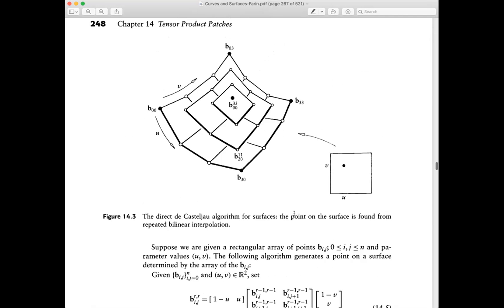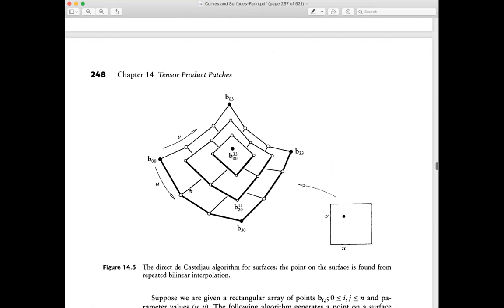This one looks like this. This will be like the linear interpolation. Suppose you have, this one is a cubic, right? We have, in each direction, four control points, right? And considering this part, is the de Casteljau algorithm exactly the same as the curve, but the curve, right?